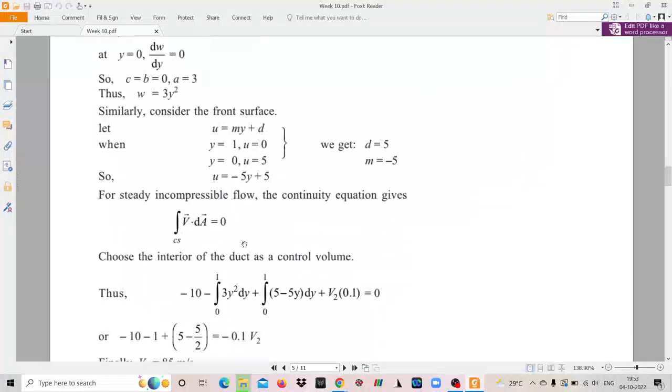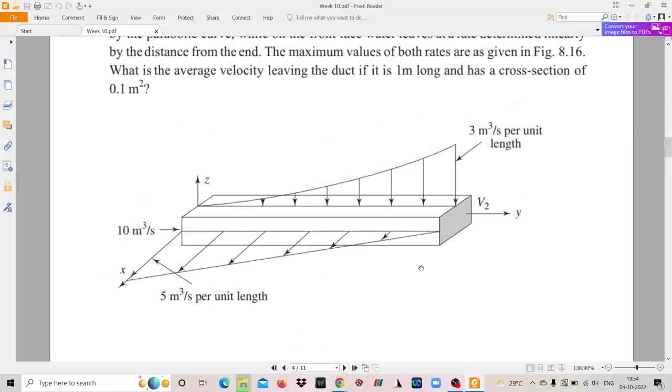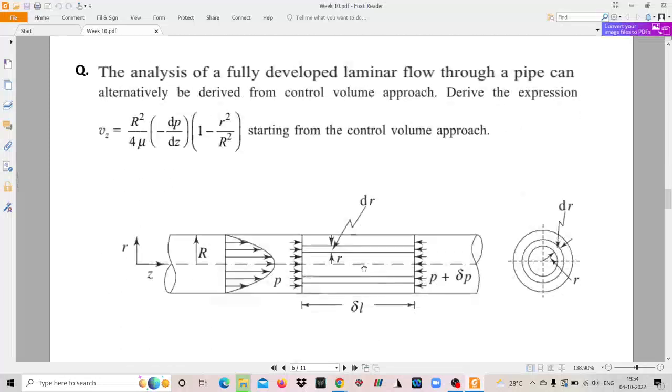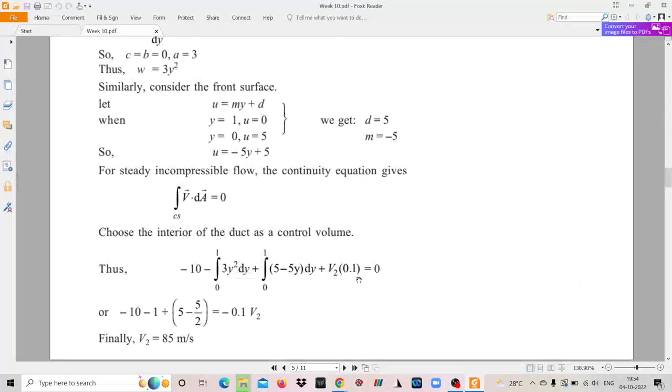So integration from 0 to 1, because these two are inflows, that's why negative sign, and the other one is the outflow through the front face, that is the linear variation 5 minus 5y dy from 0 to 1, and v2 is also outflow, so v2 times the cross sectional area, which is given as 0.1. These are very simple integrations. Once you integrate this, you will get the value of v2 as 85 meter per second.